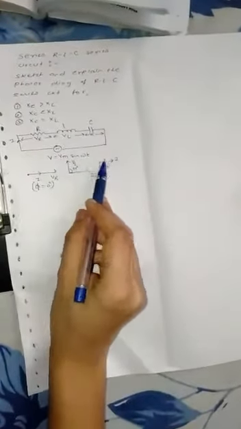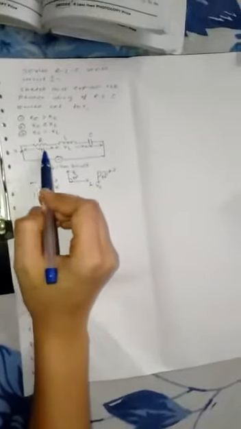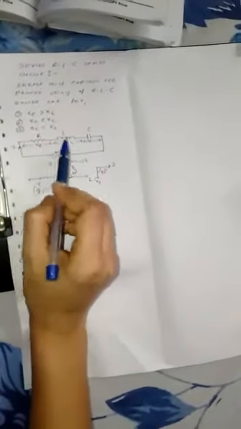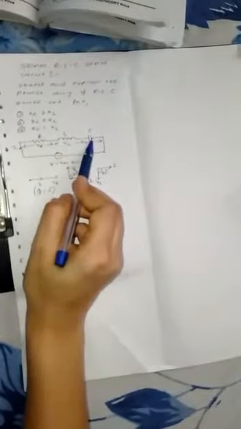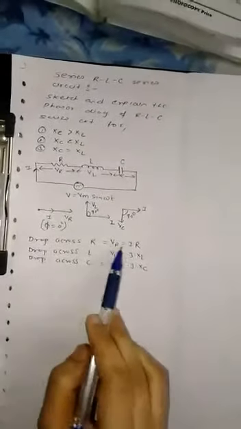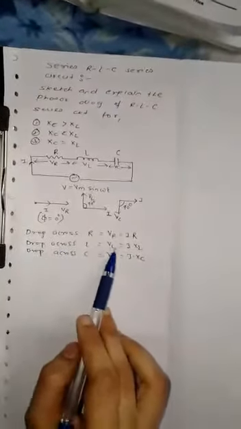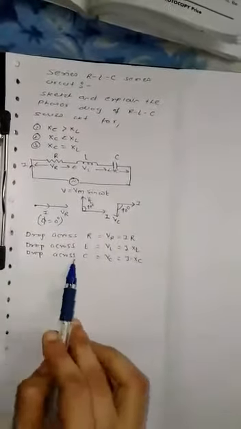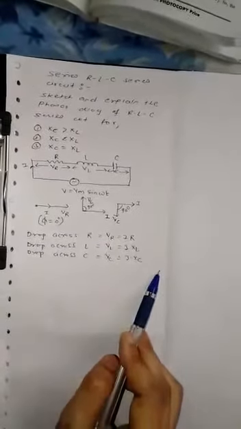The AC supply is given by V equals Vm sin omega t, and the circuit draws a current I. Due to this current, there are different voltage drops across the resistance, inductance and capacitance. The drop across the resistance VR is equal to I into R, the drop across the inductance VL is equal to I into XL, and the drop across the capacitance VC is equal to I into XC.